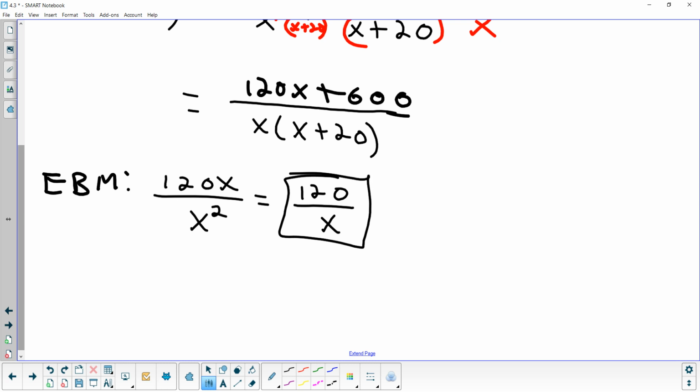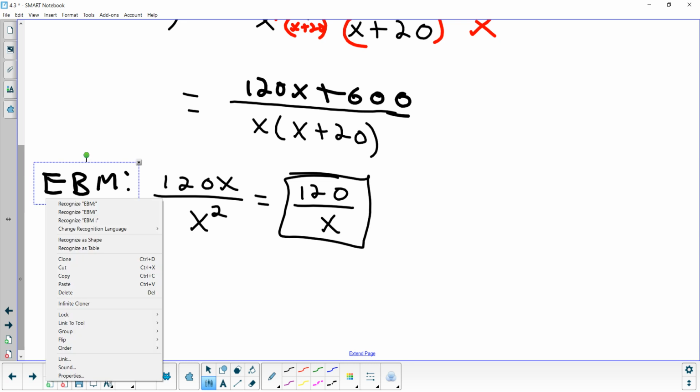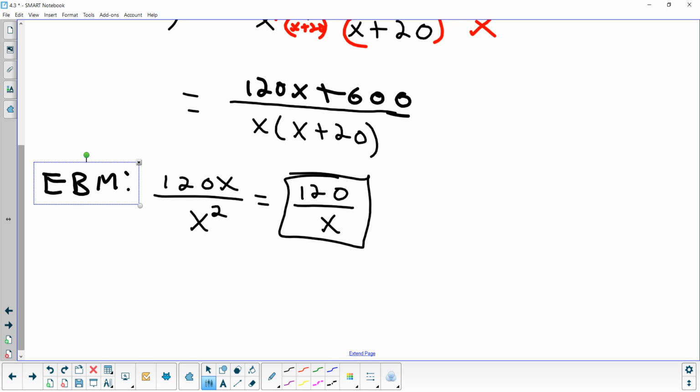That is your EBM. Remember, E stands for end. End is very far away. It's a model for the behavior at the end of the function. Well, the end of the function is values very far away, to the left or to the right. So that should give you a hint. You use the EBM to find your horizontal asymptote.